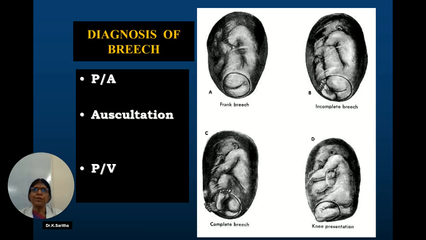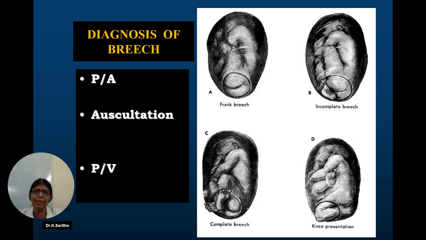Then coming to the diagnosis of breech. How to diagnose a breech? On per abdominal examination in the outpatient or in the wards, the fundal grip will be hard and ballotable, whereas the lower pole of the uterus, that is the first pelvic grip, is broad and not ballotable, wherein the breech is present. On auscultation, the fetal heart is always heard above the maternal umbilicus. And per vaginal examination is more important because this is usually during labor.